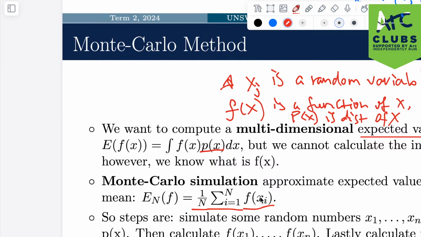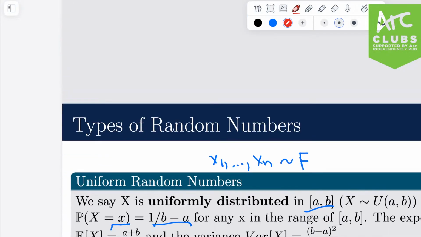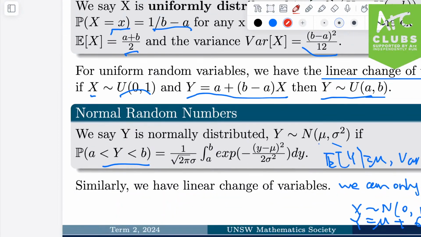But obviously, we want to know what xi is. So we want to first simulate random numbers x1 to xn from the probability density distribution px, then calculate fx1 to fxn, and then take the mean. I guess we can assume that px will be given as well. So how do you generate x1 to xn? It is usually just from a uniform distribution or normal distribution.